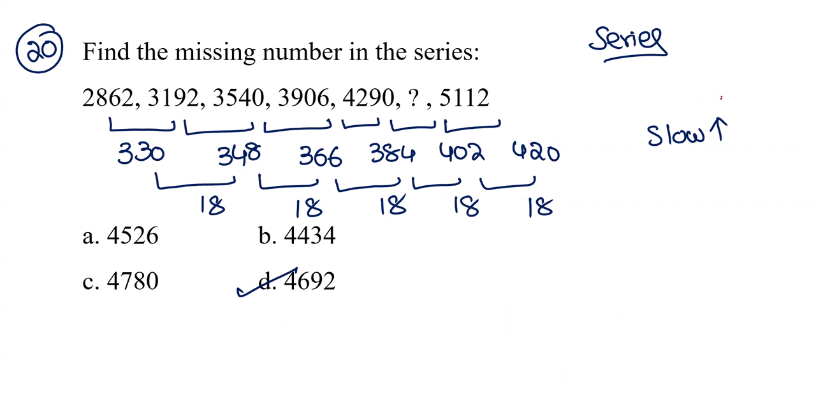Slow increasing means take the difference between numbers. Whether it is slow increasing or slow decreasing, you have to see the question in terms of differences. Fast increase, multiplication. Fast decrease, connect the terms with division. That's simple. No worries.